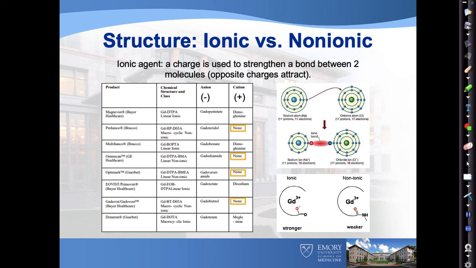As far as structure, these agents are also classified by whether they are ionic versus non-ionic. With ionic agents, a charge is used to strengthen a bond between two molecules because opposite charges attract. And you can see here with this chart that all of the non-ionic gadolinium-based contrast agents do not have the cation that is going to be attracted to the anion. The addition of an ionic charge enhances the stability of the complex.